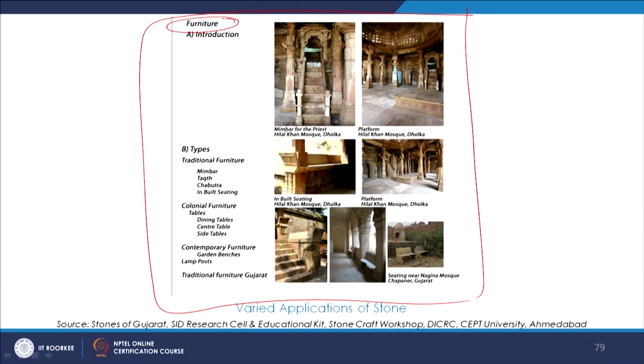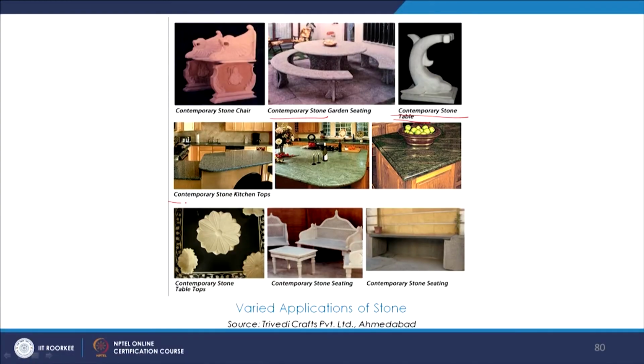Here we also see the prominent use of furniture, and we saw some examples like this, the inbuilt furniture. So we discussed that. We saw some images which explained the contemporary usage of stone, and we see some decoration here, and something very simple here. So all these different examples we saw.